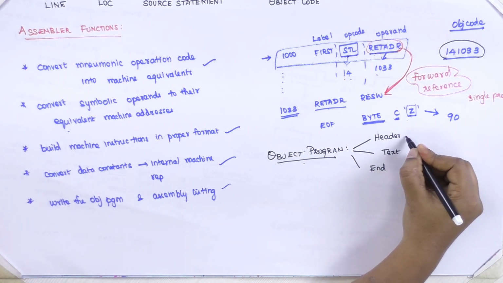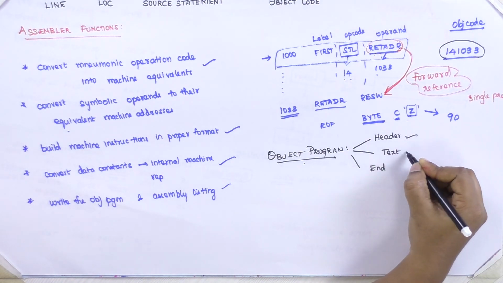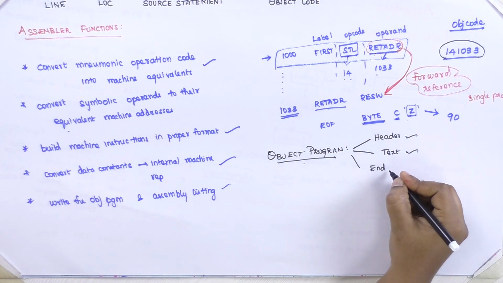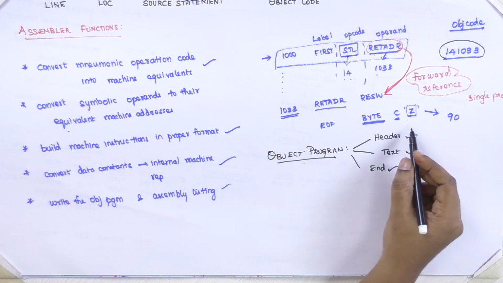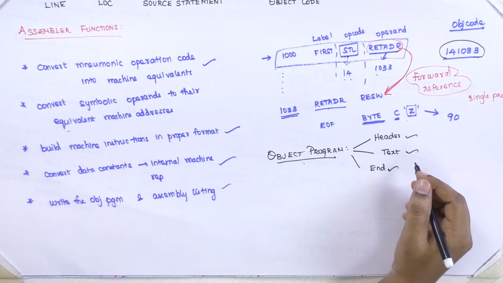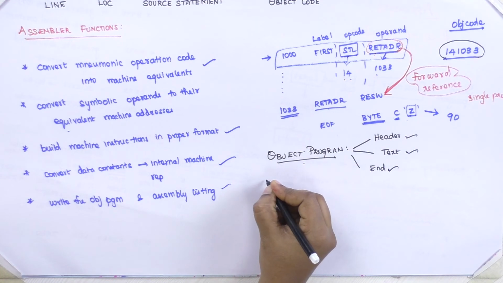The header record contains the program name, starting address, and length. The text record contains the translated instructions and data of the program, together with an indication of the addresses where these are to be loaded. The end record marks the end of the program and specifies the address in the program where execution is to begin. These are the major functions of these 3 records. Now let us discuss how these records are formed.